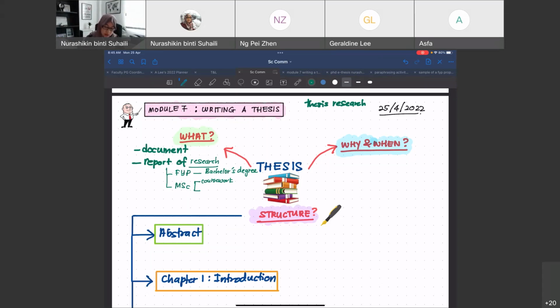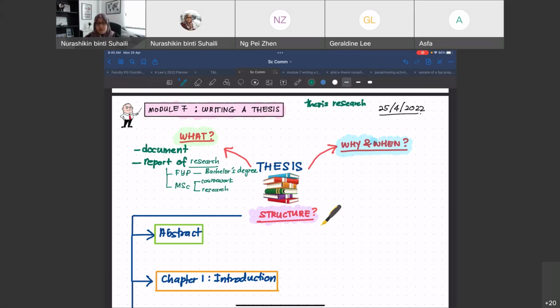And then, okay, talking about coursework just now. At the end of the coursework, you have to do a small project, but they don't call it FYP anymore. It's maybe called a project or mini project, something like that. But you also have to write a report at the end of that project, okay?